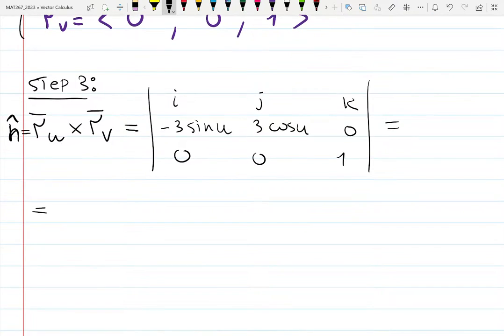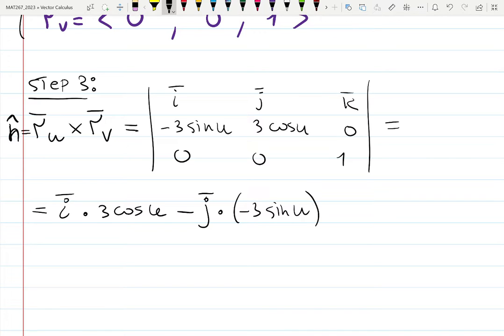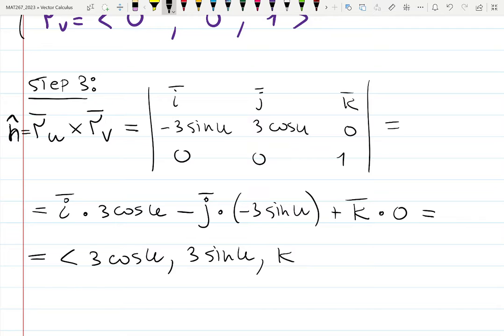Quickly calculating it. I is multiplied, or you can write down if you want, at least once. Let me use I, J, K. I, J, K, those are vectors too. I is multiplied by 3 cosine U minus 0, minus J, which is multiplied by minus 3 sine U minus 0, and then K is multiplied by 0. So K is not there. So the normal vector becomes 3 cosine U, comma, plus 3 sine U, comma, 0.